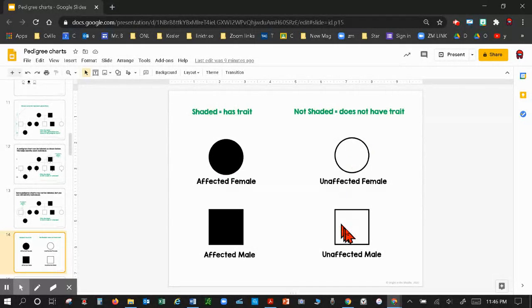People that do not have a trait are typically not shaded in. But I must also say, sometimes we do not know if they have the trait or not. They can be carriers. And if they are a carrier, we would shade it in half of the way. A lot of times with pedigrees, we just don't know. We don't see the phenotype. We don't see the trait displayed on them. So therefore, they're not affected. Therefore, we don't shade them in.